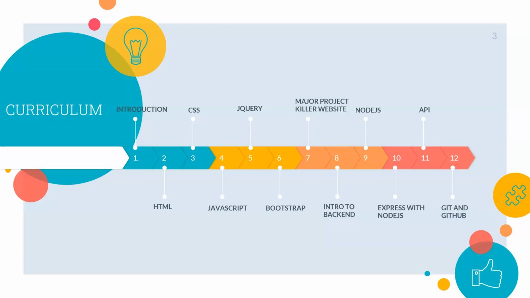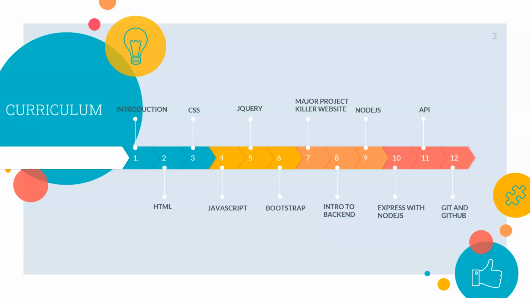The next section is Introduction to Backend. In this section, we will see what is backend, what are the languages that are basically used in backend, and how we can create a backend for a website. Next one is Node.js. We will see how we can set up the environment for writing some code in Node.js and how we can use Node.js for creating a backend of a website. After that, we have Express with Node.js. In this section, we will see how we can use the Express.js framework that is present inside Node.js.